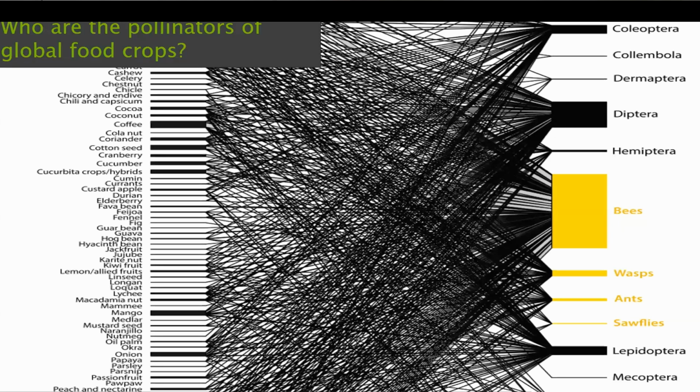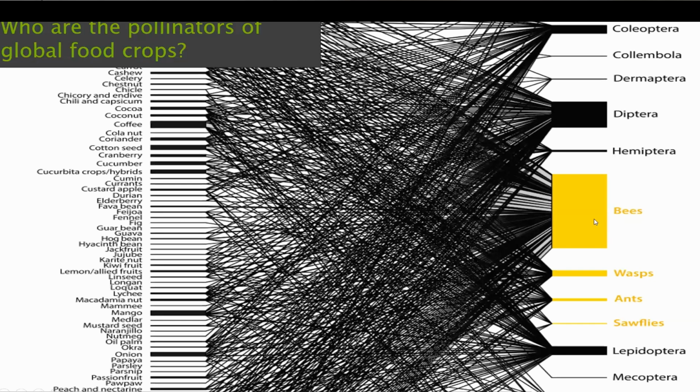So I just wanted to show this network diagram, even though it's a messy series of lines. The lines show interactions between the global food crops on the left and the order of pollinators that visit on the right. And I think this is really important to show because on the left, we've got the 200 or 300 global food crops, and the width of those bars shows how many pollinators that they need. And then on the right-hand side, you can see the pollinators.